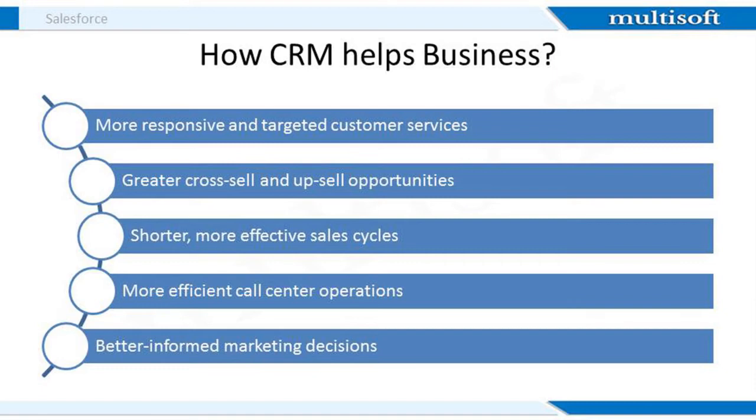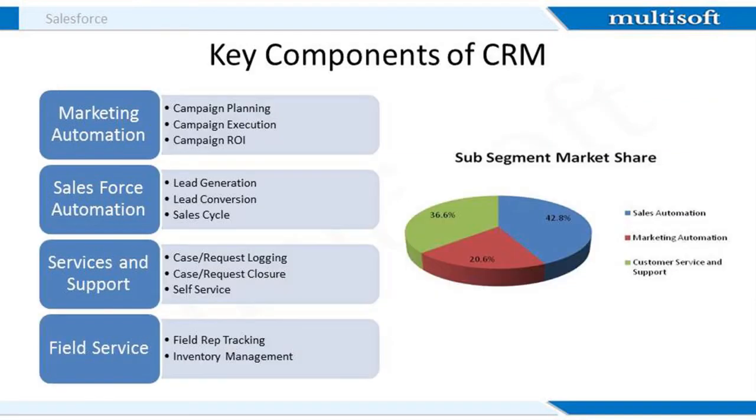Now, if you want to compare the marketing aspect, Salesforce or the CRM provides you the outlook of the market, how it is trending and how it is going. There are different key components of a CRM: marketing, sales automation, service and support, and field service. When we talk about marketing, there is campaign planning, campaign execution, and campaign ROI, return on investment, and how we are designing the campaigns. That comes under marketing automation. When you talk about sales automation, it covers how we are generating a lead, lead conversion and the sales cycle.